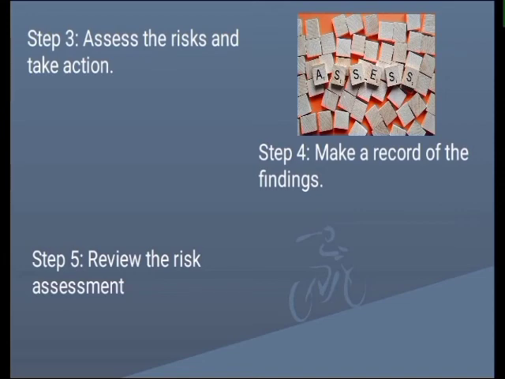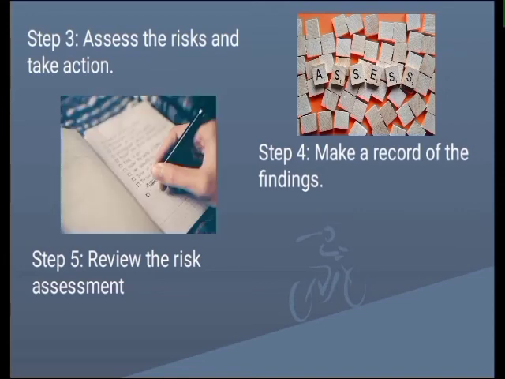Step 4. Make a record of the findings. Employers with 5 or more staff are required to record in writing the main findings of the risk assessment. This record should include details of any harm or hazards noted in the risk assessment, and also the action taken to reduce or eliminate risk.